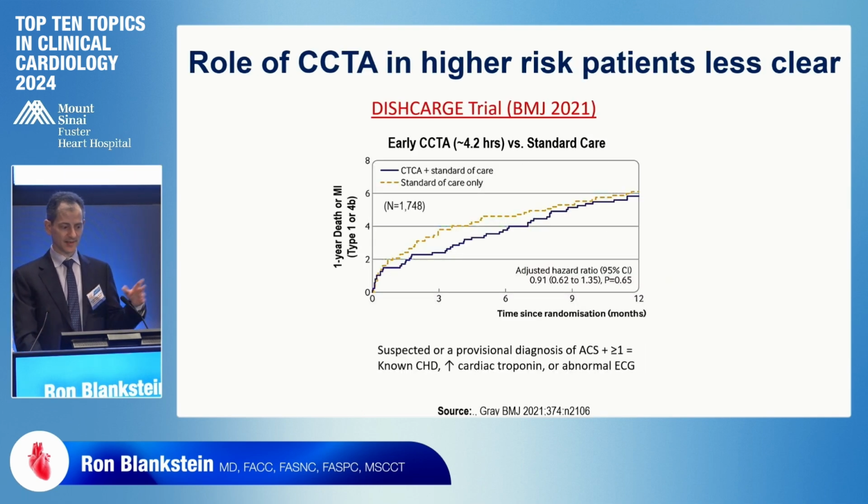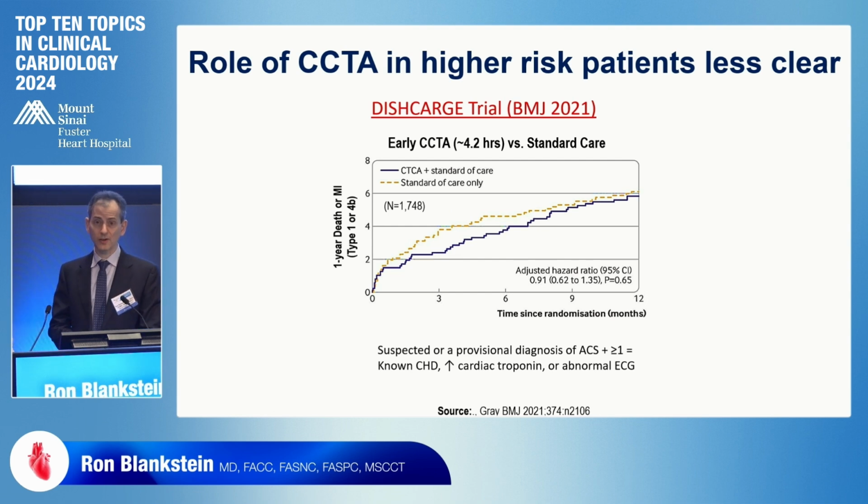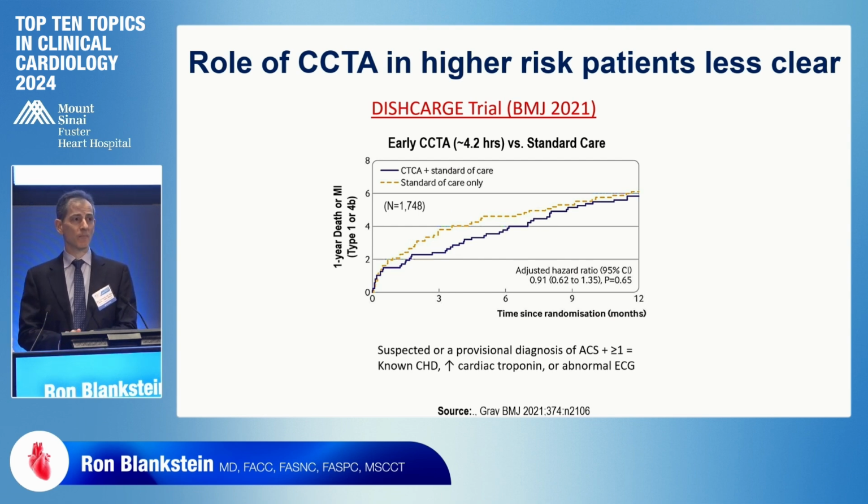Things are different in stable chest pain. The last thing about acute chest pain that I'll mention is that in very high-risk patients, CT is really not going to be all that helpful. This is a multi-center study in Europe called the Discharge Trial, where they took individuals who had suspected acute coronary syndrome, but these were high-risk patients. Many of them actually had known coronary heart disease, including prior PCI and prior CABG in some patients. Patients had elevated troponin or abnormalities in their EKG just to get into the trial.